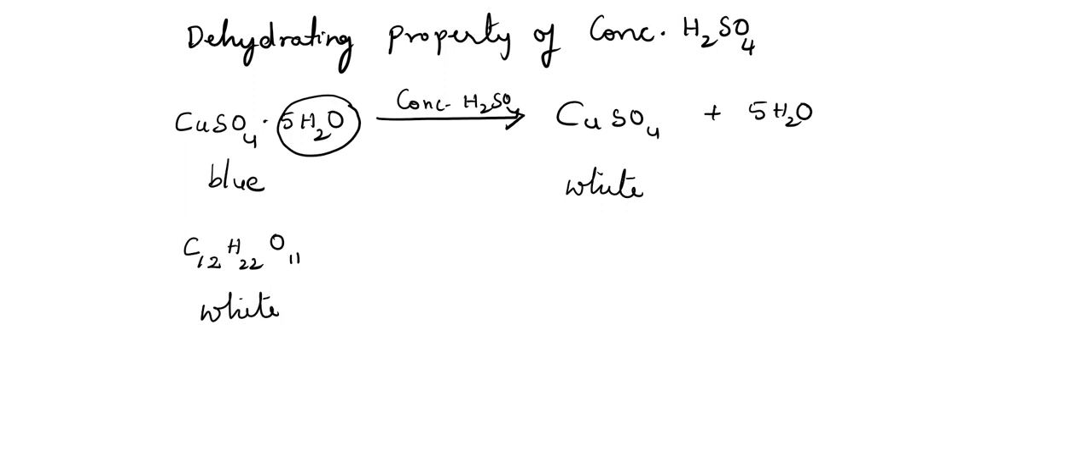White. Now when concentrated sulfuric acid is added to sugar, the white sugar changes into black carbon and water is getting separated. And balance the equation: 12 carbon, 11 water.